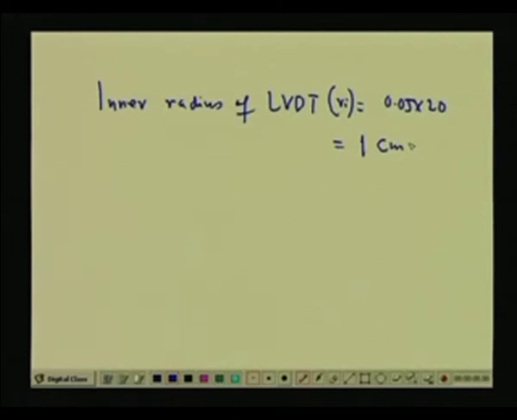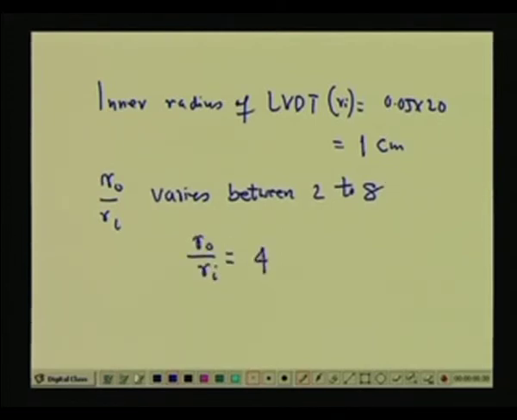So, let us take RO by Ri as 4. Then the outer radius of the LVDT assembly is equal to 4 centimeter. Now, length of the primary winding. So, the outer radius, let me write RO. Since this is 1 centimeter, 4 into 1, it is 4 centimeter.